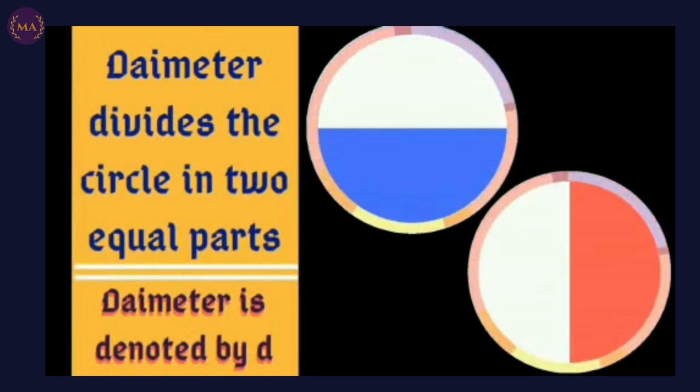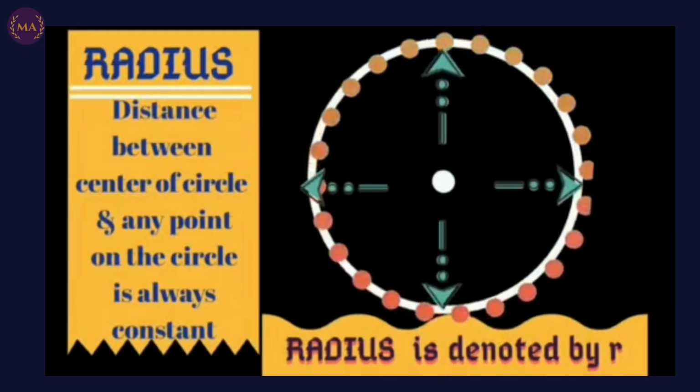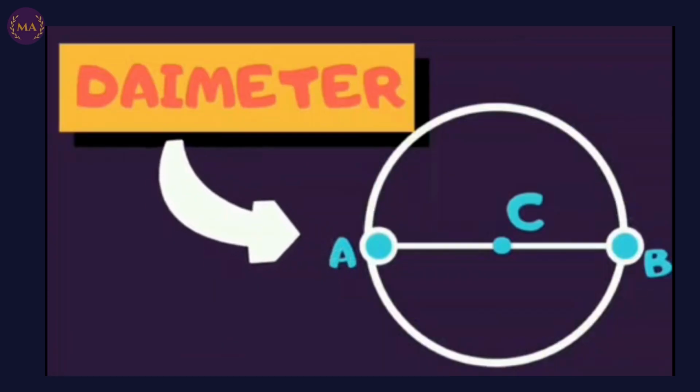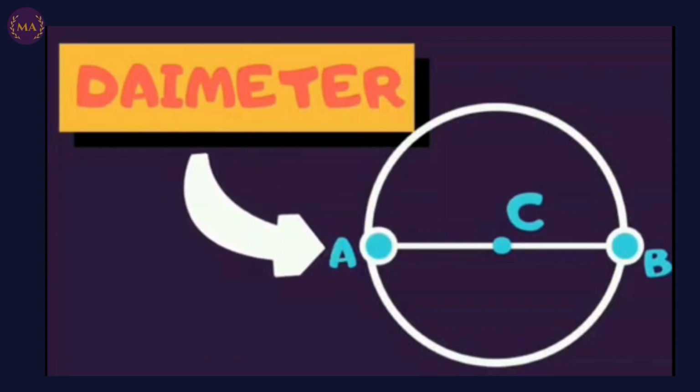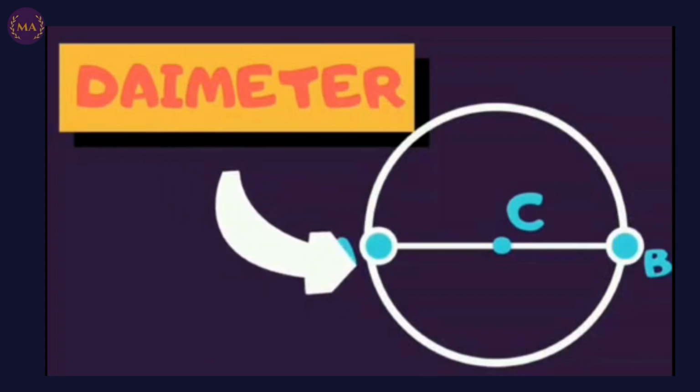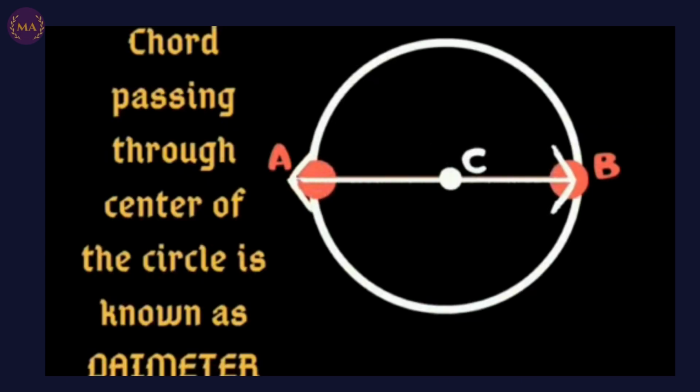Diameter is denoted by D. Then the main important ones: tangent and secant. Can anyone tell me what is a tangent? Yes, intersecting the circle at one point. And what is a secant? Intersecting the circle at two points. Perfect. Let us see it in details.